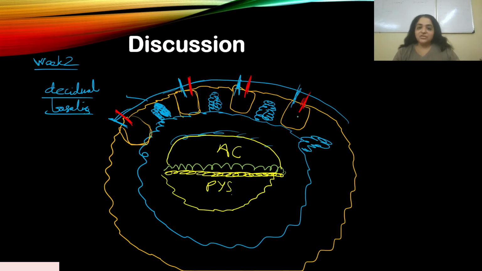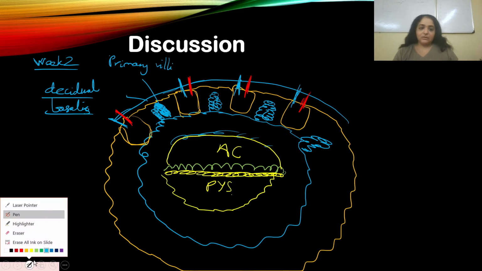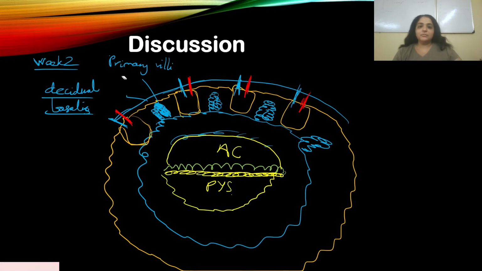Now, what is this stage called? This stage is called primary villi. All right. Now, once this is formed, what is the next step?